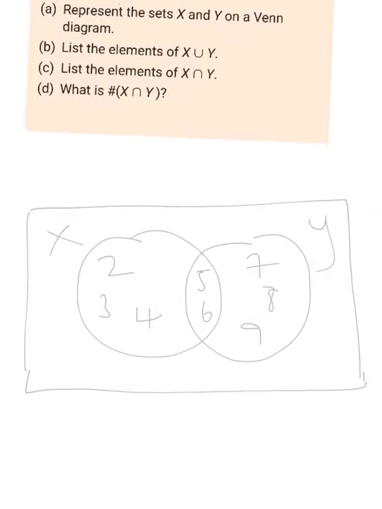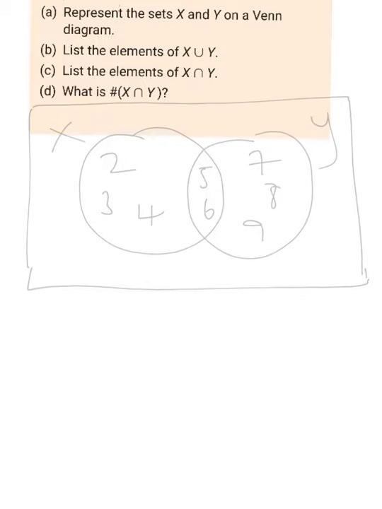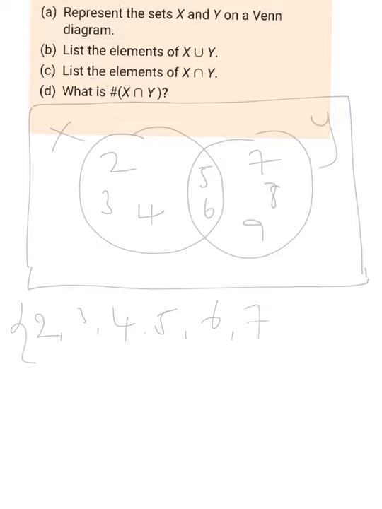Then they ask you to list the elements of X union Y, X intersection Y, and what's the cardinal number of X intersection Y. So we'll do the first one: list the elements of X union Y. X union Y is the whole lot of it. So remember, union is the whole lot. So we just simply write down 2, 3, 4, 5, 6, 7, 8, and 9.